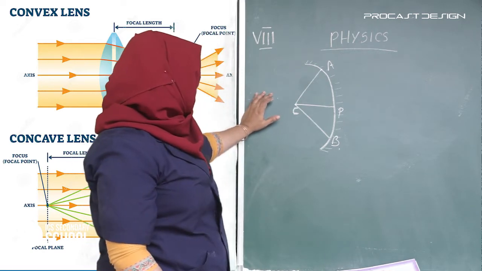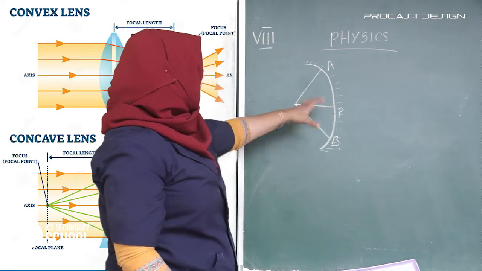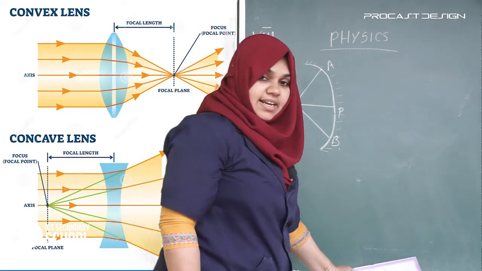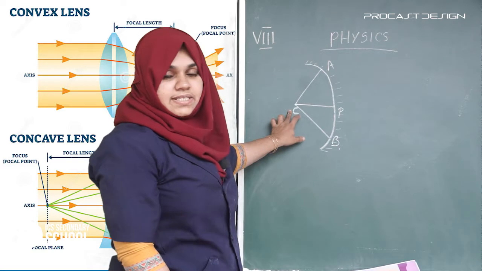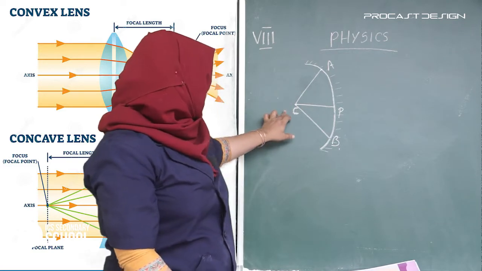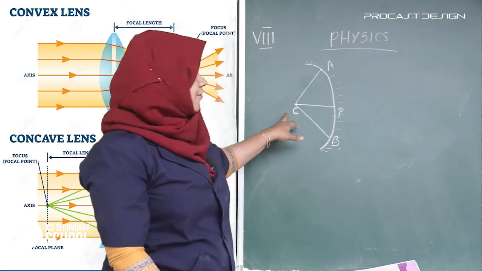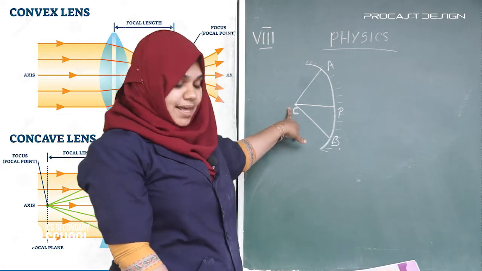Then next, we are going to learn about the radius of curvature. First we learned C. C means the center of curvature. The center of curvature is the center of the sphere, which is indicated by the letter C.